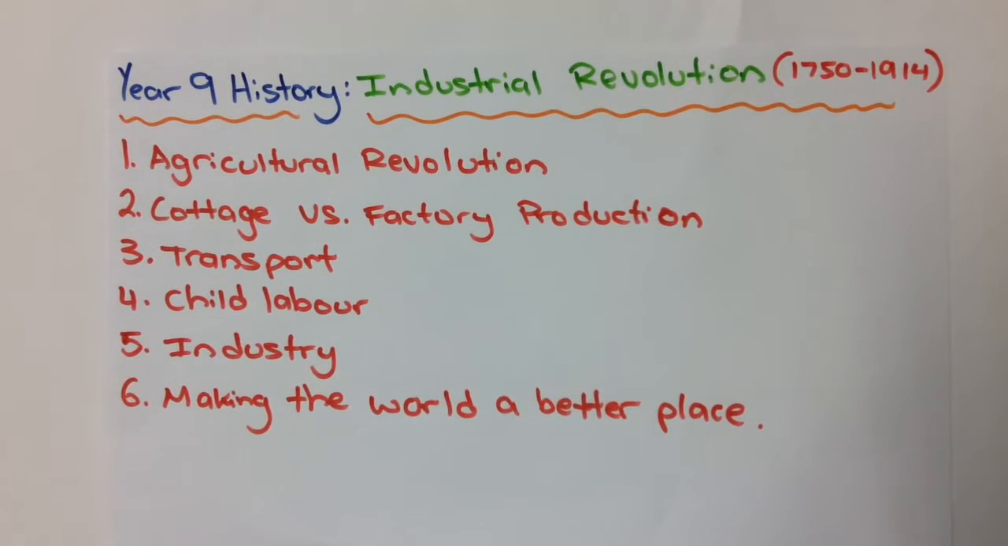My name is Mr. Salagaris, and in this series we're going to look at the Industrial Revolution between 1750 and 1914. In these videos, we're going to look at the Agricultural Revolution. We're going to compare the cottage and factory production. We're going to look at how transport changed during this period. We're going to look at child labor, slavery, all that sort of stuff. We're going to look at the different industries that were around during this period of time, and also whether the Industrial Revolution made the world we live in today a better place or not.